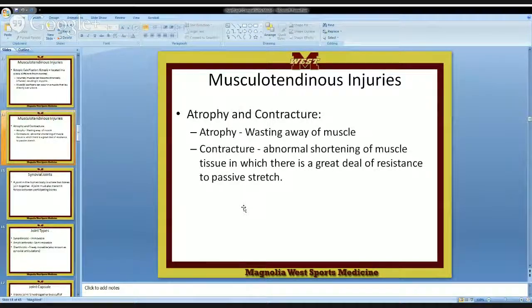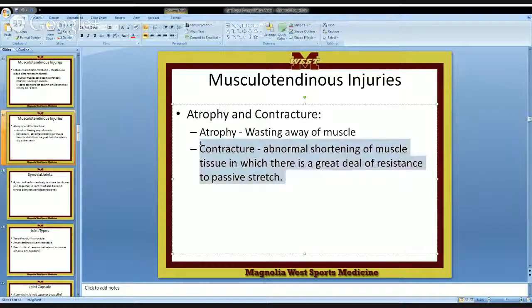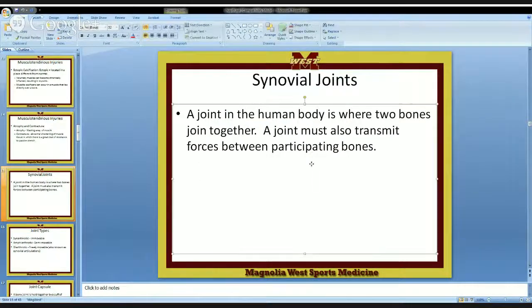Atrophy and contracture. You need to know what both of those are. What is contracture? The abnormal shortening of a muscle tissue in which there is a great deal of resistance to passive stretch. You also need to know atrophy, which is the wasting away of muscle. We talked about that means the girth of the muscle gets shorter. All right. The next slide that you need to know is going to be number 15.